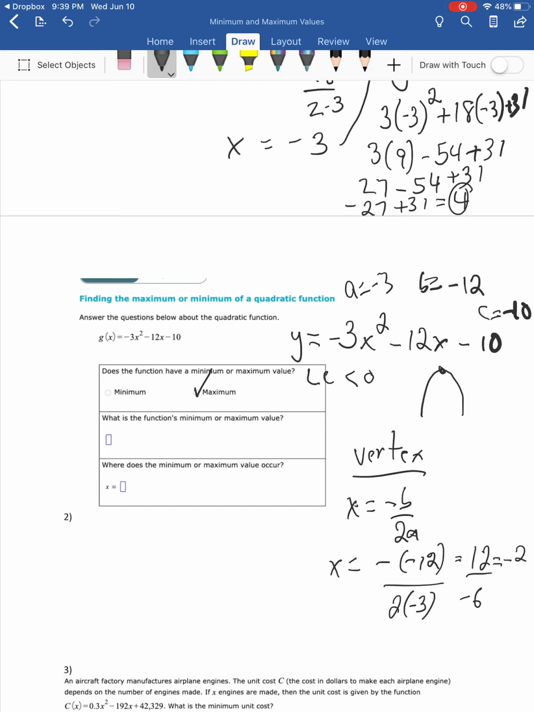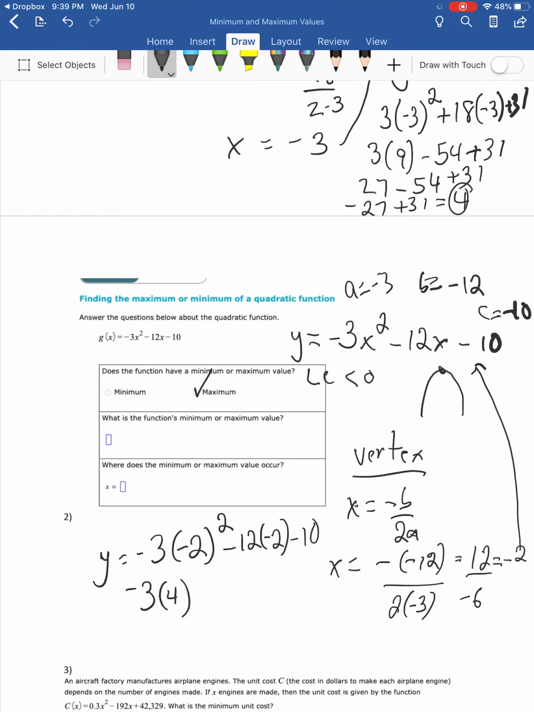Let's get the y value by substituting the negative 2 into the function. It's going to be negative 3 times negative 2 squared minus 12 times negative 2 minus 10. It's negative 3 times 4 plus 24 minus 10.